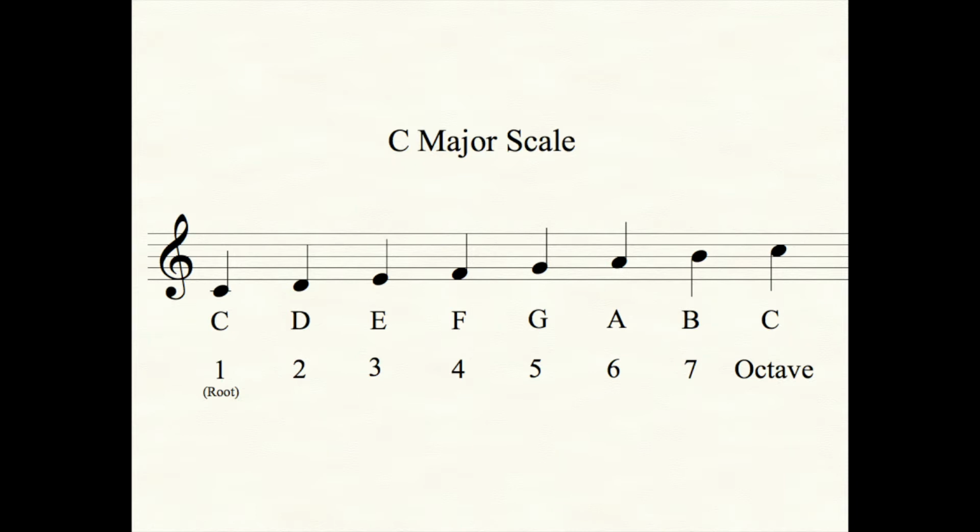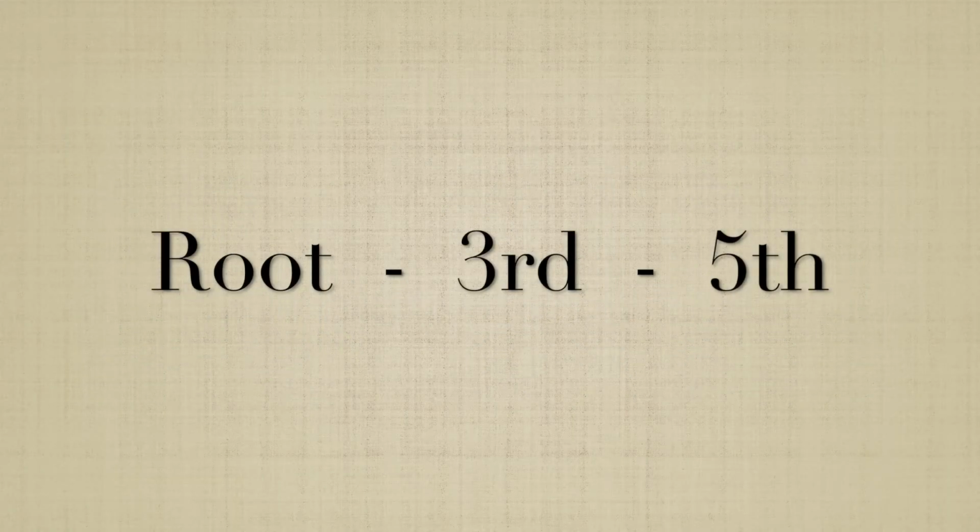Now, in order to form a triad, we're going to take the first scale degree, the third scale degree, and the fifth scale degree, and when we play them together, it'll sound like this. Also, underneath the first scale degree, you'll see the word root. And very often when we're talking about chords or triads, we call the first scale degree the root. So now we know that a triad is built on the root, the third, and the fifth.